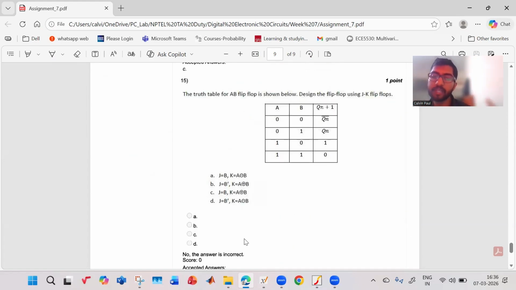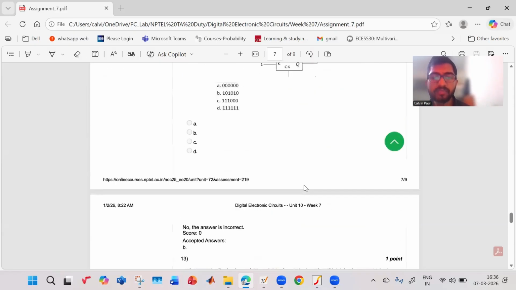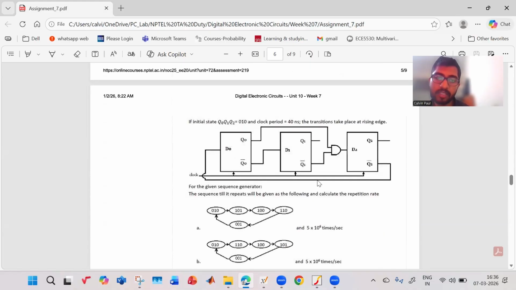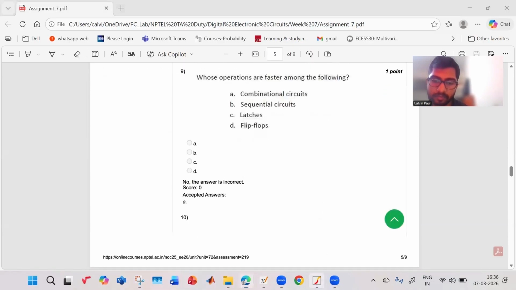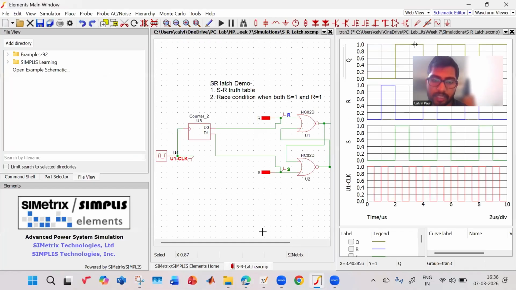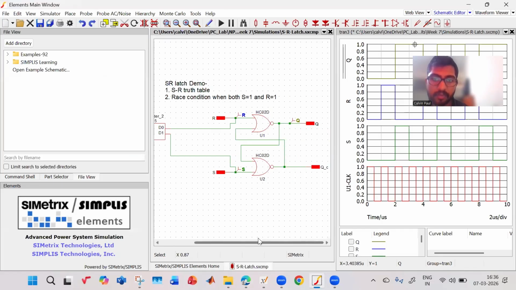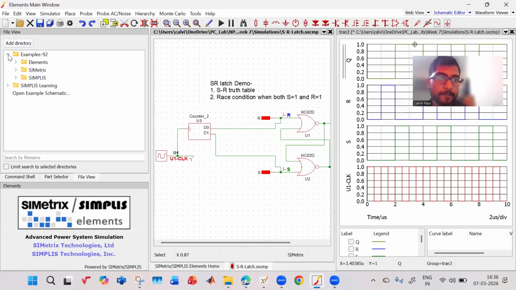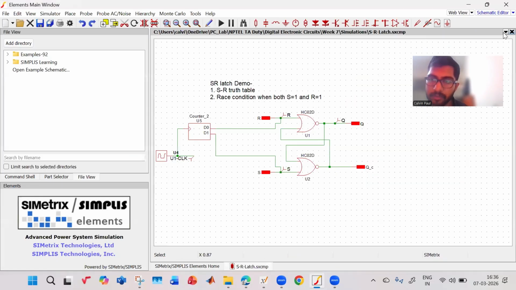But why don't we just simulate it? Simulations are a very nice, fun way to learn things. Okay, so let us try simulating it. So we have considered the SR latch. Okay. Now this is the simplest elements.